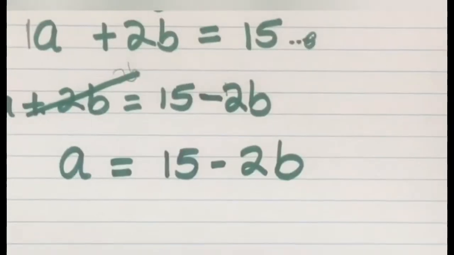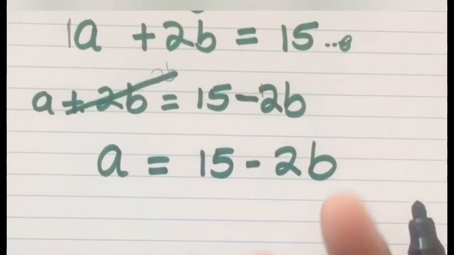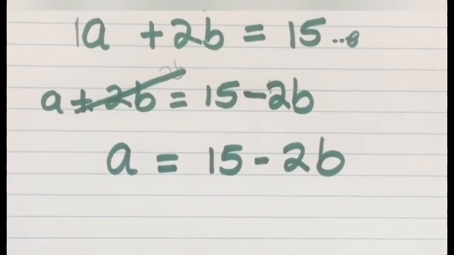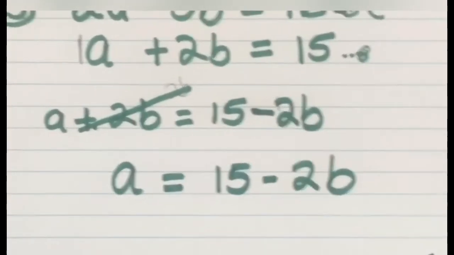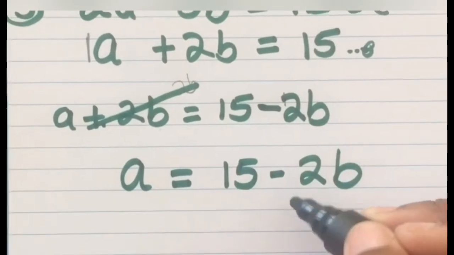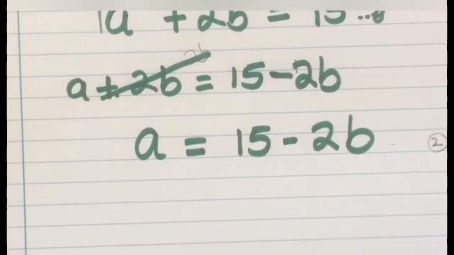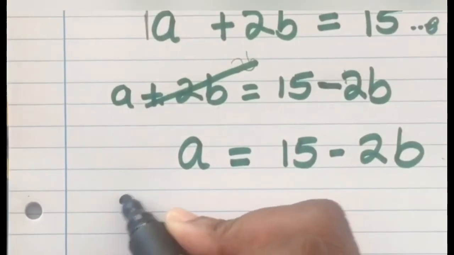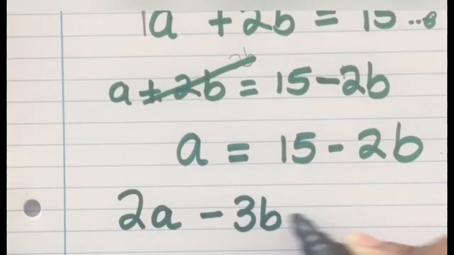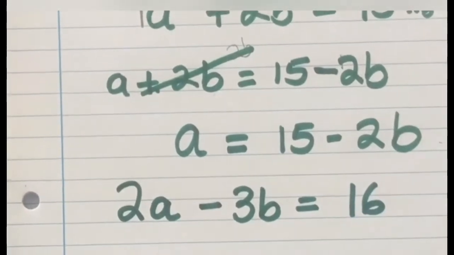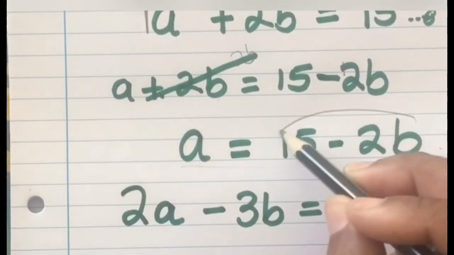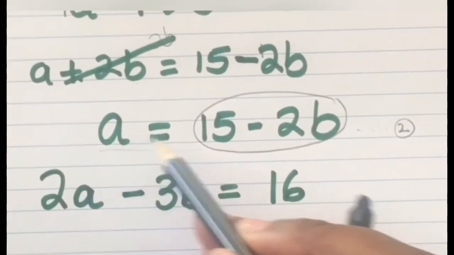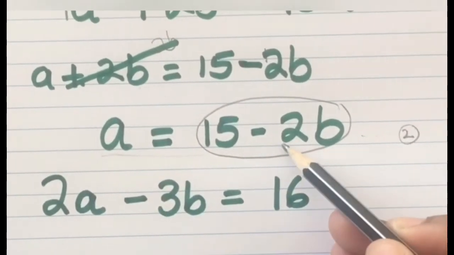Now that I know what a is, remember I don't know the value, but I do know the expression that gives me the value of a. So I'm going to go back, remembering that is still my second equation, to the other equation, which was this. Everywhere I see a, I'm going to put this, because if a is equal to that thing, then I can use that thing instead of a.